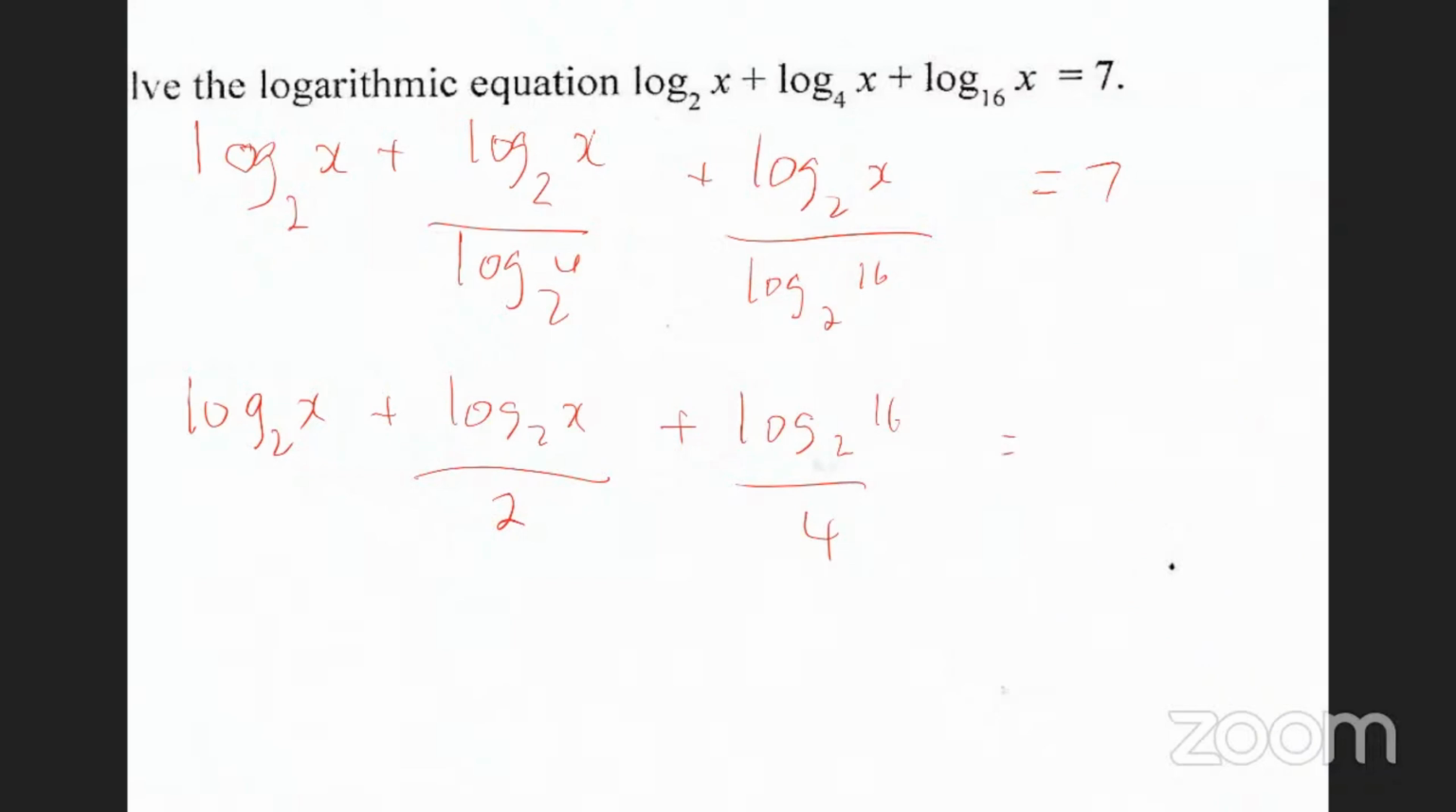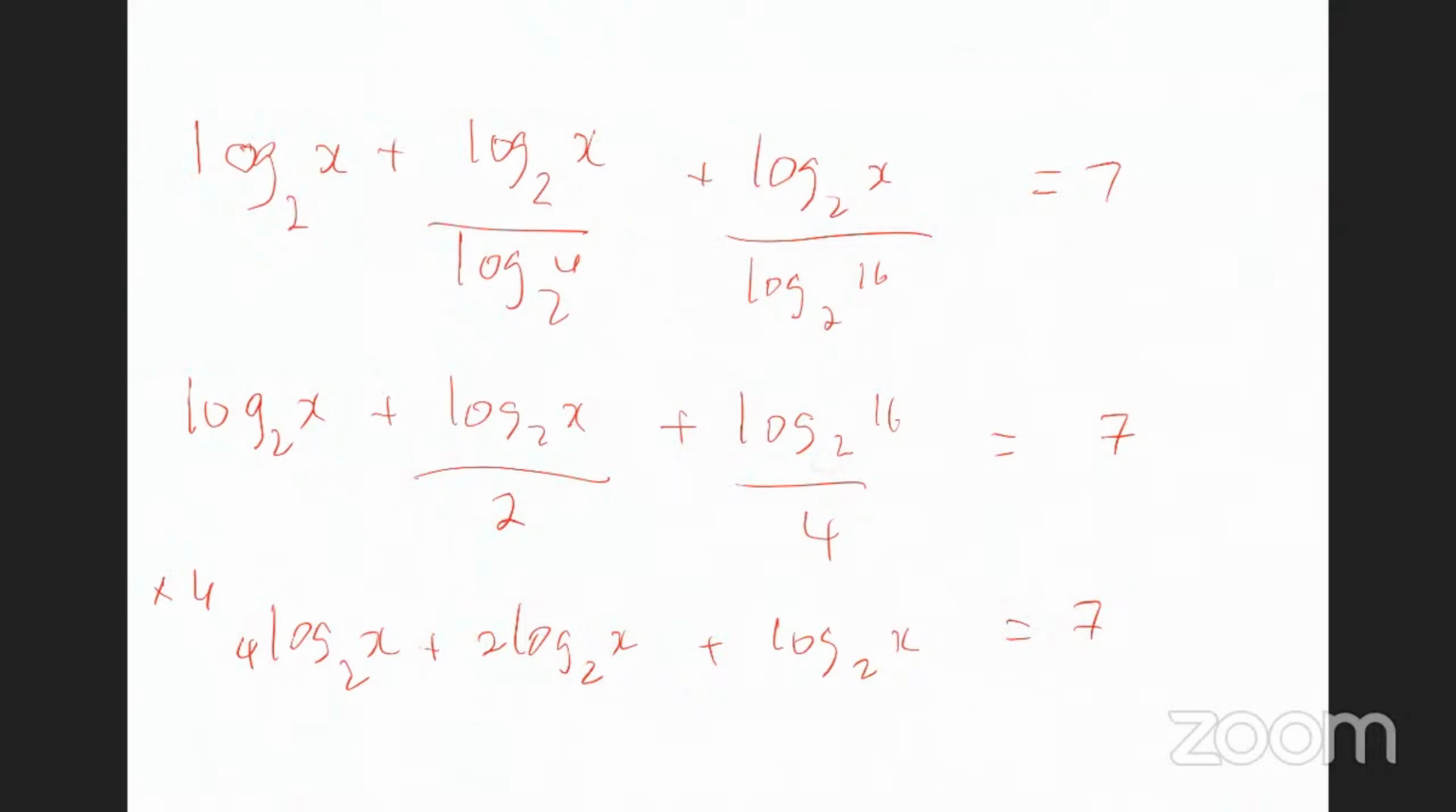What do we do now? What are you going to do now? Multiply everything by 4. That could work. So you'll get 4 log to the base 2 of x plus log to the base 2 of x plus log to the base 2 of x is 7. What's the next step? Yeah, sorry. Thank you. 28.